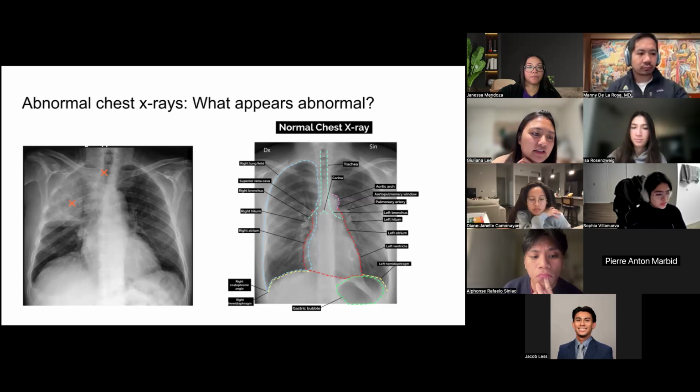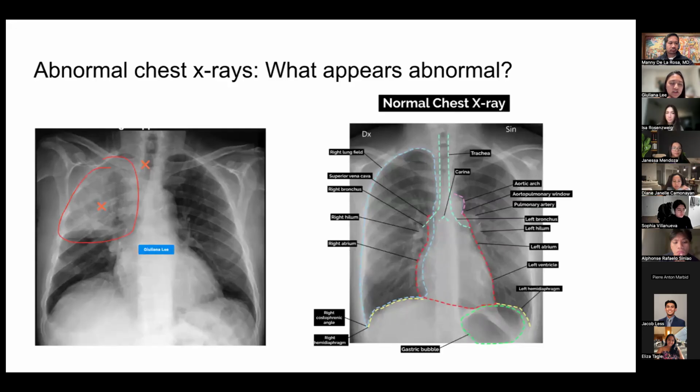But based on the fact that this is covering a large-ish area of the lung field, I might say to my senior or my attending, in addition to a tracheal deviation, that I see an upper right lobe opacity superior to the horizontal fissure. So let's head on to the next slide.